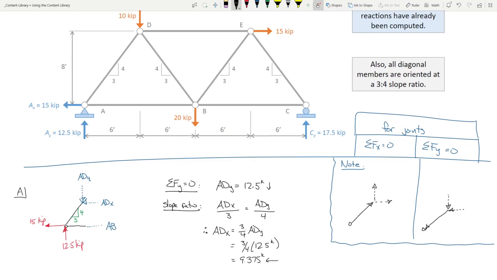Shouldn't the horizontal component be smaller? The member is more vertical, right? Our slope ratio indicates that the member is facing more vertical than it is horizontal, so the vertical component should be bigger. And that's exactly what we got here. We got that the horizontal component was less than the vertical, right? So, and we'll use our highlighter here. ADX. There's our horizontal. There's our vertical.